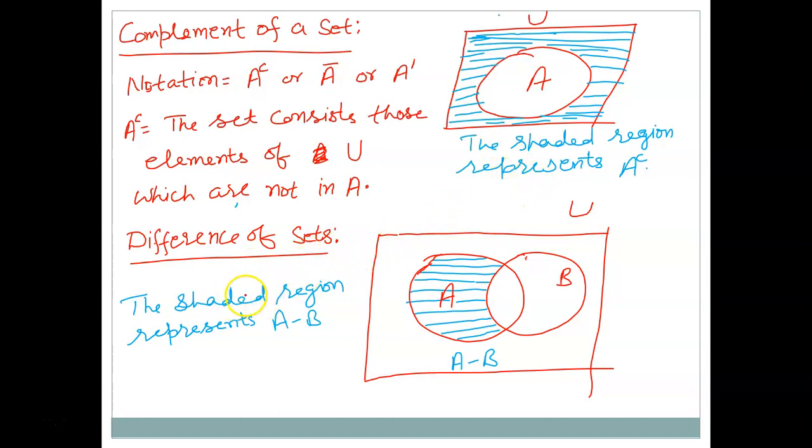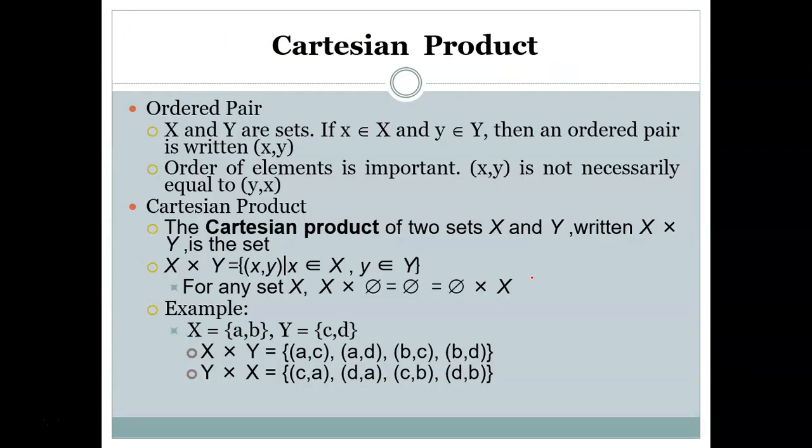Now if we have the difference of two sets, A minus B, then A minus B means this part. It consists of elements of A that are not in B. So this is A minus B.